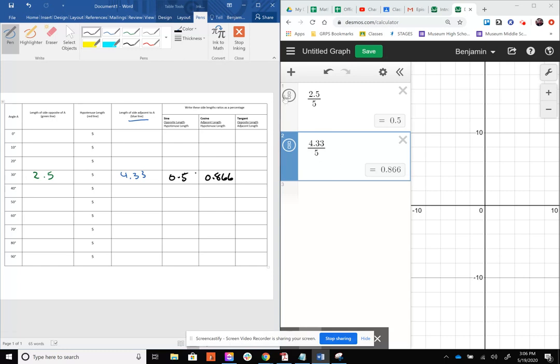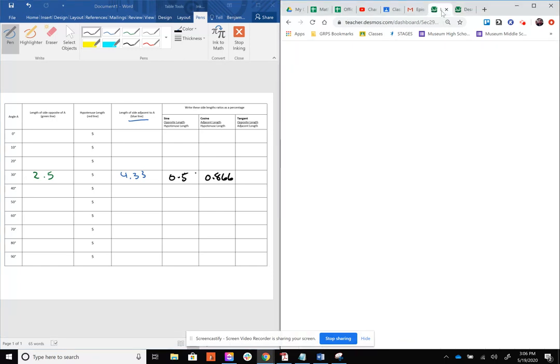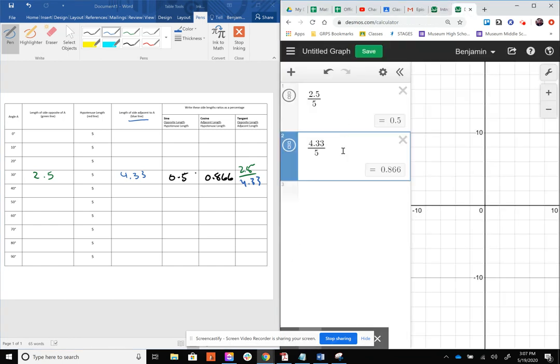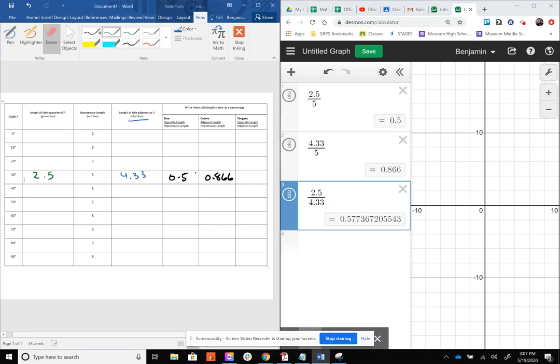Okay, and now for my tangent, tangent is opposite, so my opposite, my green, over my blue, adjacent. So green being 2.5 and blue being 4.33. So let's go back here and find what that gives us. 2.5 divided by 4.33. We get 0.577. So 0.577.